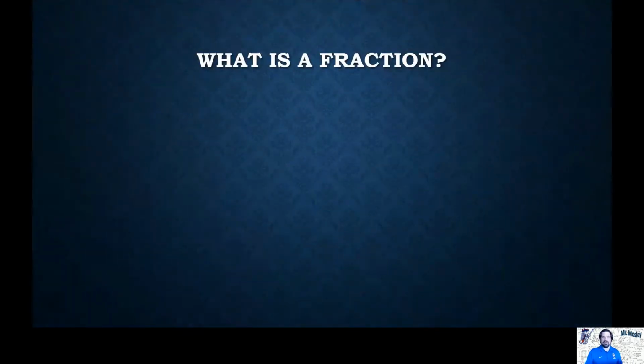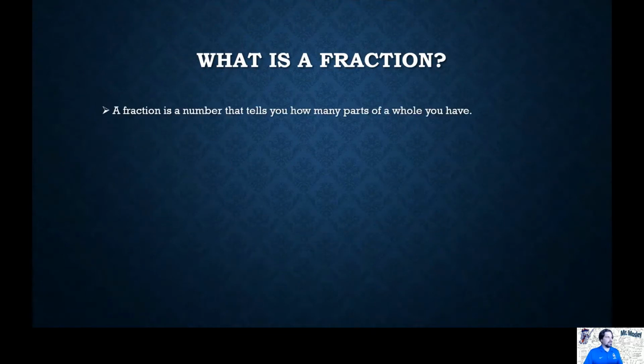Right, so what is a fraction? It's a good place to start. A fraction is a number. It tells you how many parts of a whole you have.